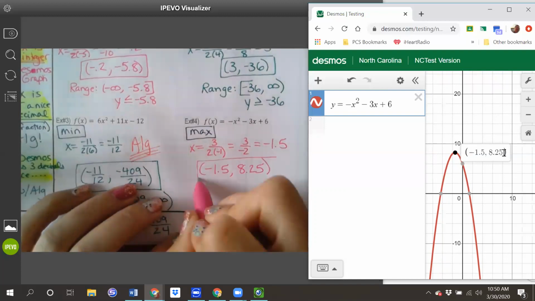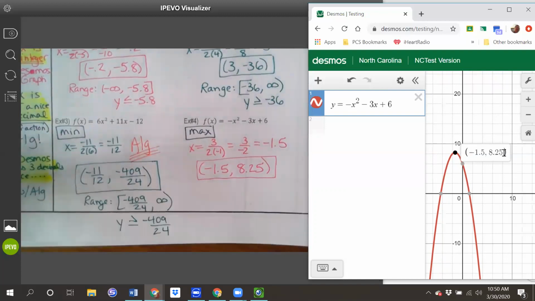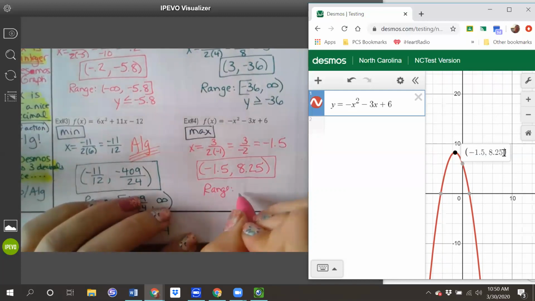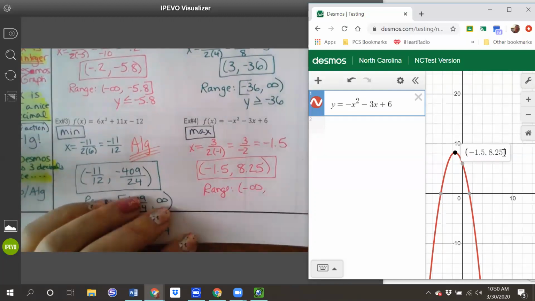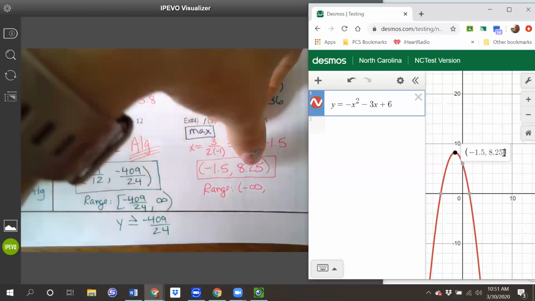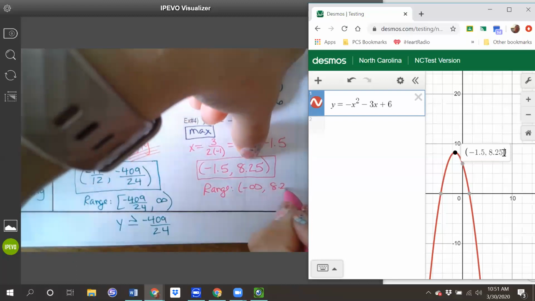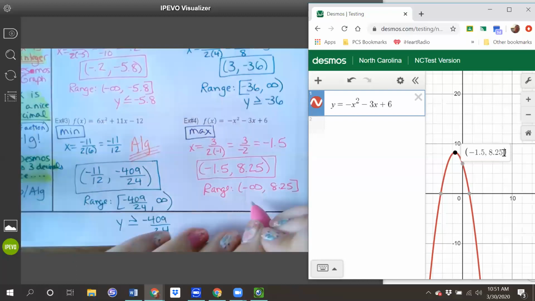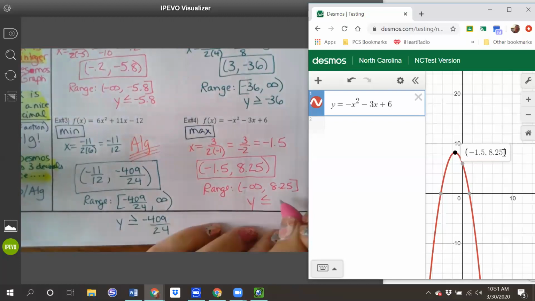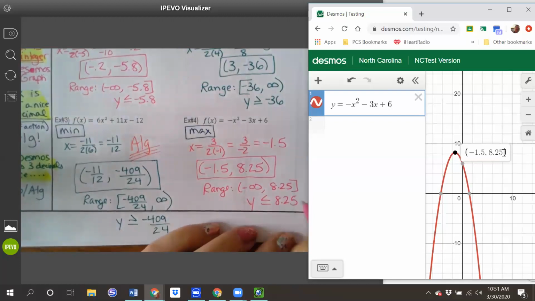8.25. That's the vertex. Because this is a frown, it's going to go down forever to negative infinity, and it's going to go all the way up to its maximum value at 8.25. If you prefer, your y values have to be less than or equal to 8.25.